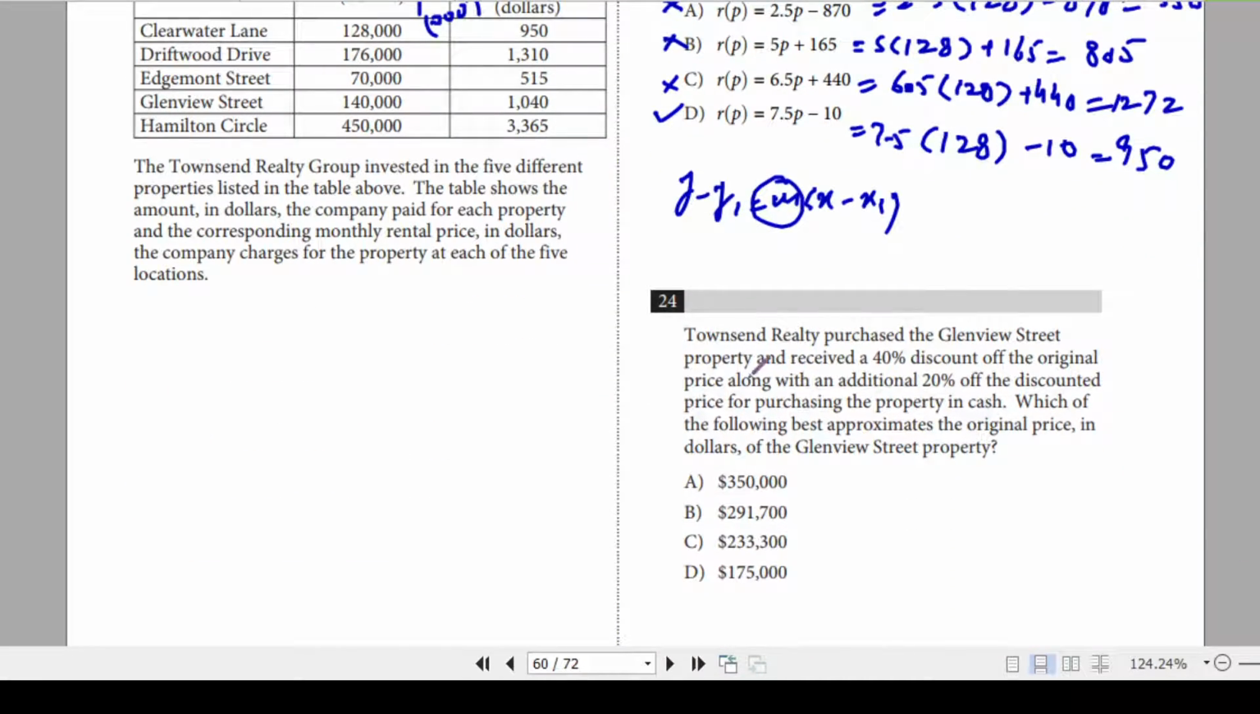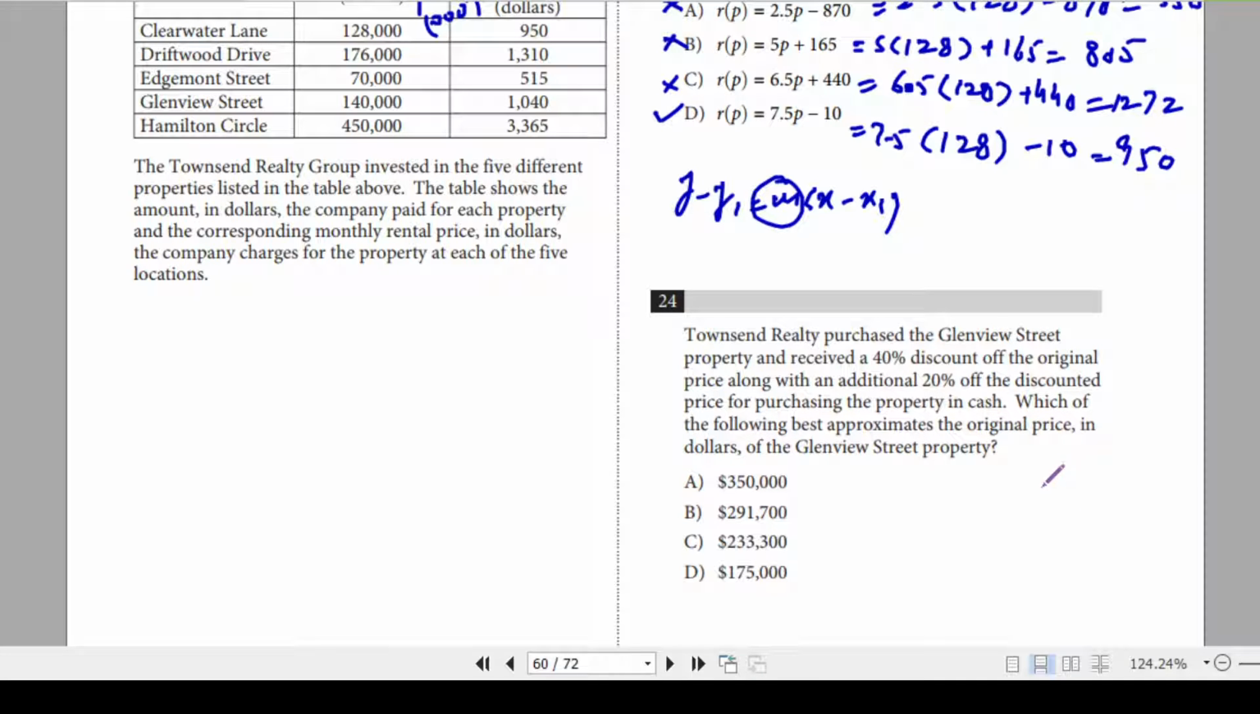Question 24 says Thompson Realty purchased the Glenview Street property. This is the Glenview property, $140,000 they paid. It says Thompson Realty purchased the Glenview Street property and received a 40% discount off the original price, along with an additional 20% off the discount price for purchasing the property in cash. So they got two discounts, a 40% discount and a 20% discount. Which of the following best approximates the original price in dollars?